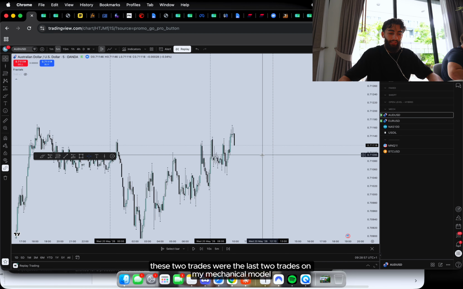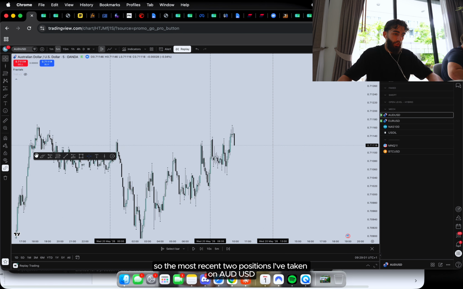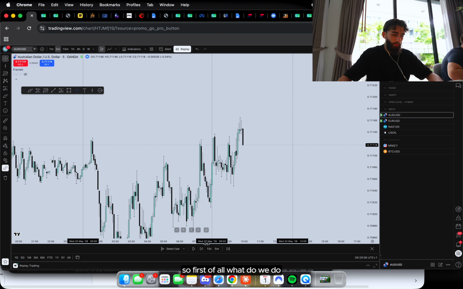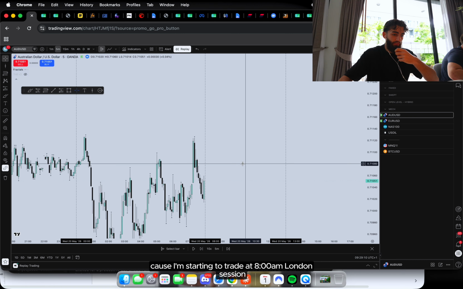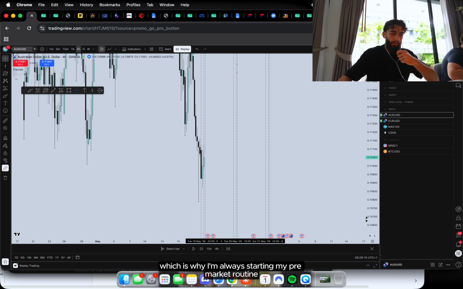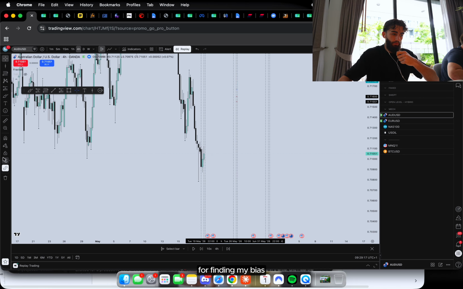These two trades were the last two trades on my mechanical model, so the most recent two positions I've taken on AUDUSD trading my mechanical model. So, first of all, let's go back to 8 a.m. because I'm starting to trade at 8 a.m., London session, as you know. Start on the 4-hour time frame, which is where I'm always starting my pre-market routine for finding my bias.